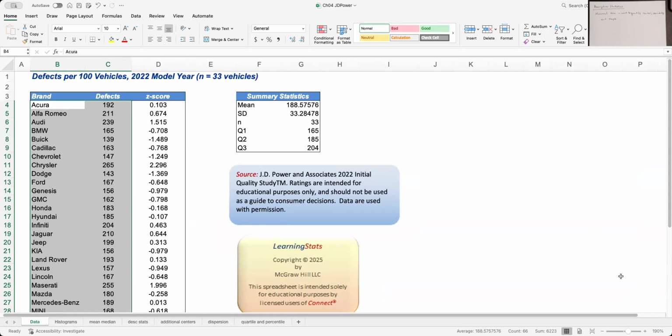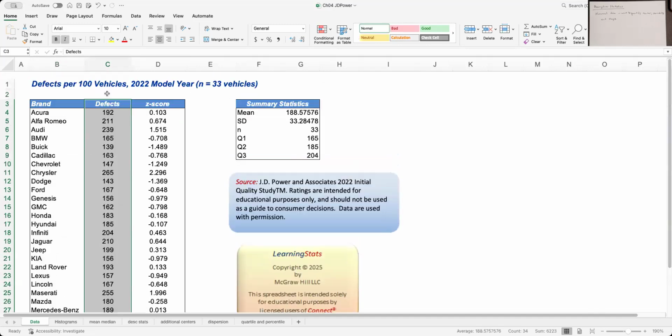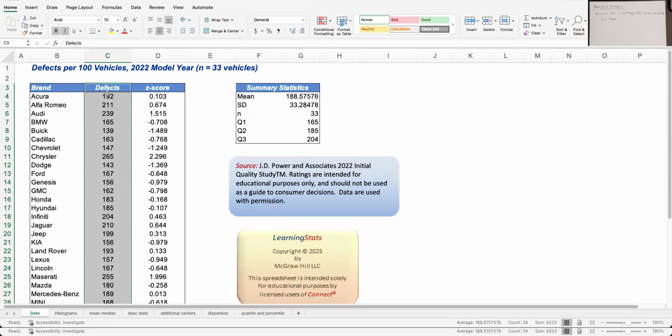And I see a bunch of information that's up here, and I don't know what it means. But I see here name and number of defects. Let's look at this column of data right here. Let's think about this for a minute. I've got a wide range of numbers here. So let's make a histogram.